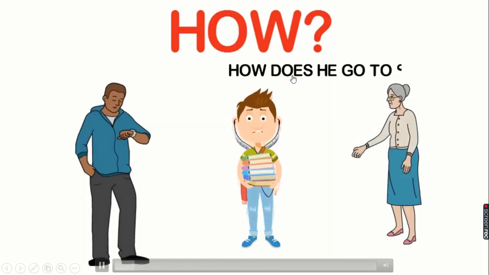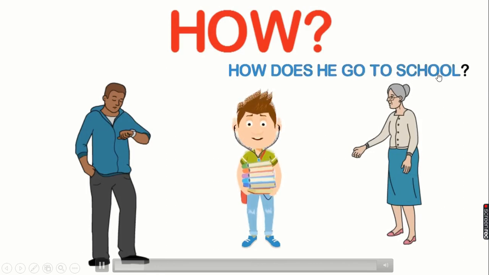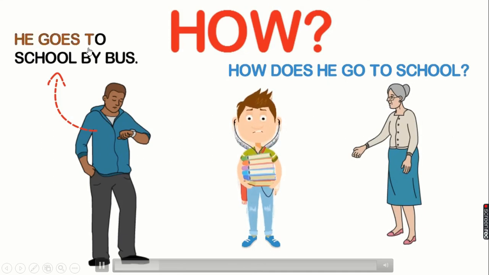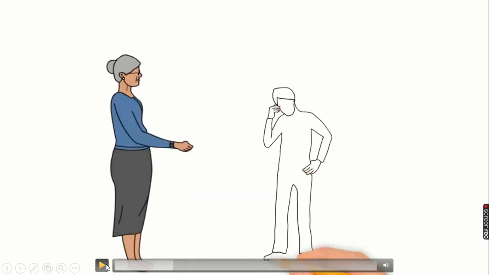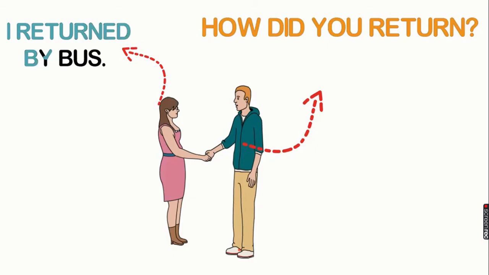Okay. How does he go to school? How does he go to school? Yeah, the process of him going to school. How does he do that? He goes to school by bus. He goes to school by bus. What about you? How do you go to school? Do you go to school on foot, by bus, or by car? Wow, yes, most of you go to school by car.